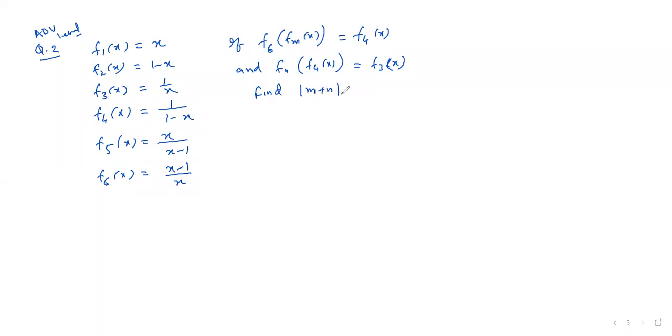2 minutes. No, 5 minutes I can give. No issues. Try. Sir, is there any options? Children, options are not given in this, it is integer type, so how can I give options? Find mod m plus n. Should I write the answer if you get it? Try, children.